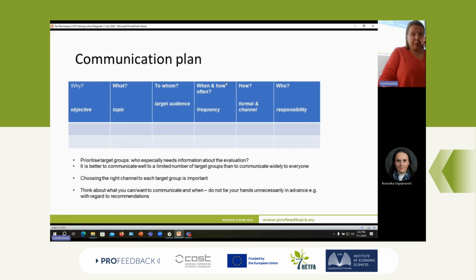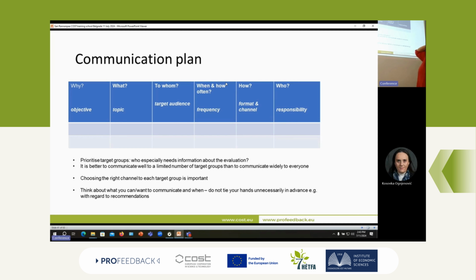This is the communication plan. It's very simple, a standard format for a communication plan. And this is how you would do a communication plan for an evaluation, that you would assess, when you communicate what to whom during different parts of the process.